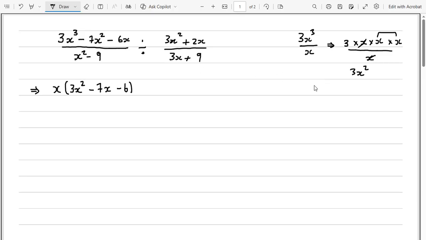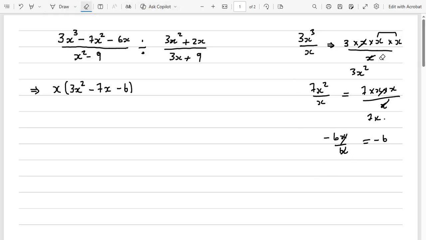Then you do the same. You take the 7x squared and you divide that by x. Then this is just like 7 times x, divide that by x. The x cancel, I'm left with 7x. Same applies, minus 6x divided by x. The x cancel, I'm left with minus 6. I hope you guys understand how to take out the common factor. This is another way that you can apply, okay? Right.